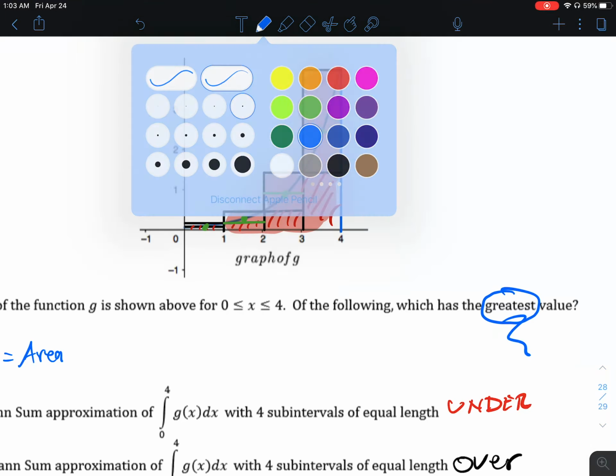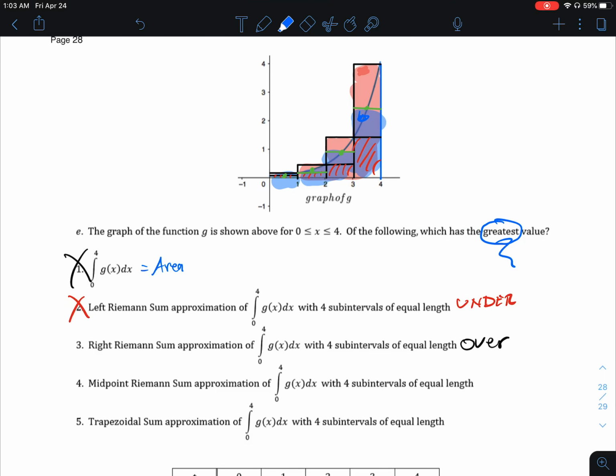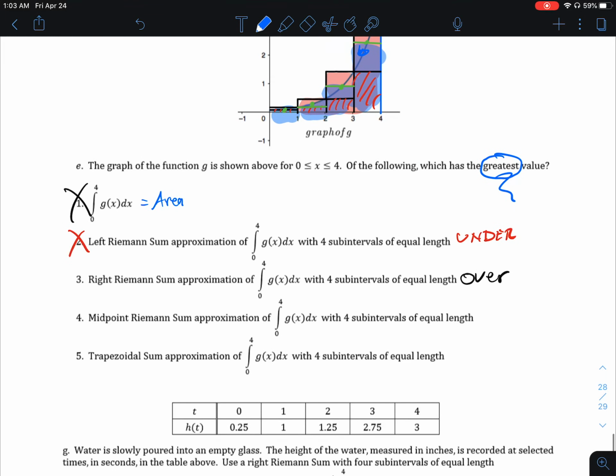And if we look at these blue areas, I know that I'm making a mockery of my picture at this point. That blue area is clearly less than the red area. So no doubt 3 is bigger than 4.